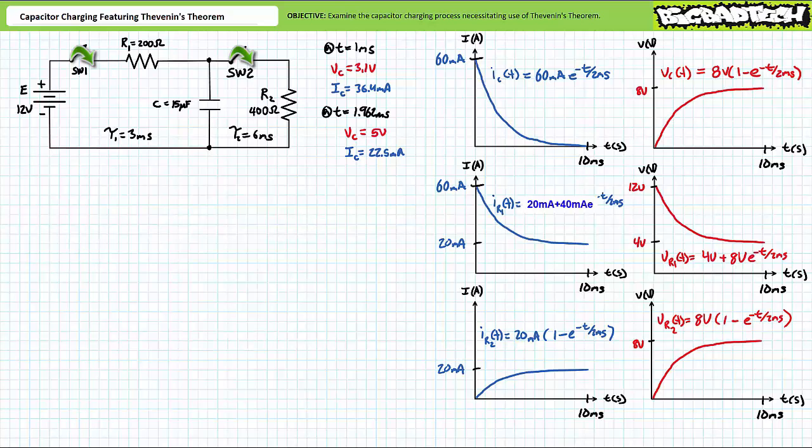Voltage across R2 starts at 0 volts and grows to 8 volts over 10 milliseconds. One could express this as a time-variant function as VR2 of t equals 8 volts times 1 minus e to the negative t over 2 milliseconds, where 0 volts is the initial voltage, 8 volts is the final voltage, and 2 milliseconds is the time constant.